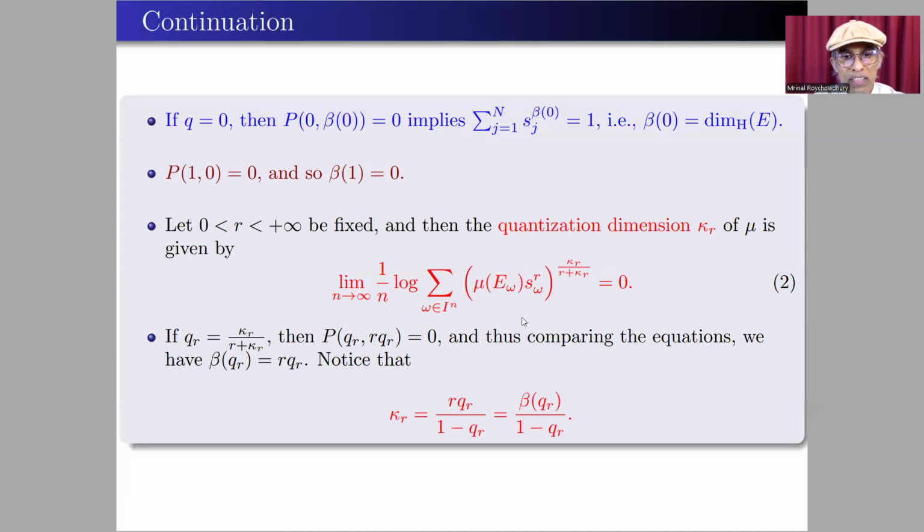Now look how kappa r is connected. So P(q_r, r q_r) is 0. Comparing the equations we have, beta(q_r) equal to r q_r. And notice that kappa r equal to r q_r by 1 minus q_r, which is beta(q_r) by 1 minus q_r. So this is the standard formula. That means quantization dimension is connected with the temperature function.